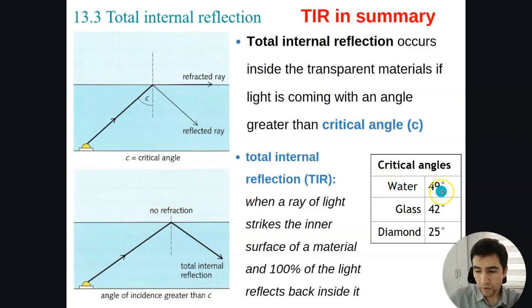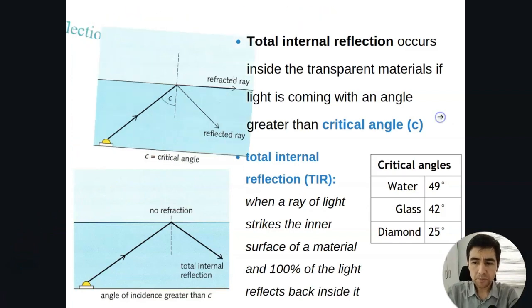So for the water, it is 49, glass 42, diamond 25 degrees. Did you see the trend here? As it goes from water to diamond, the angle gets smaller and smaller. So it means the greater the index is for the materials, or the more optically dense the material is, the smaller the critical angle will be. That's why the diamond reflects a lot inside it, and it will look like a sparkly jewel.